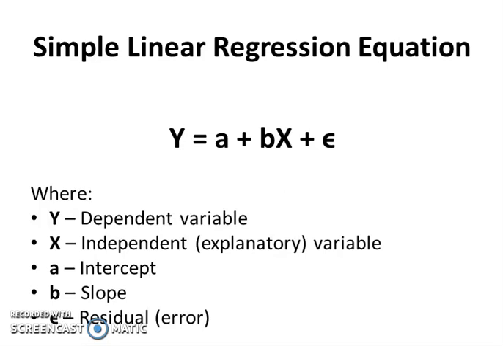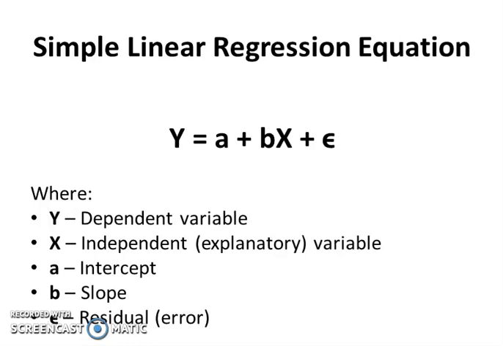That means 5,000 or 10,000 units of sales are happening in the absence of advertisement expenses. That means a is the value of y in the absence of x. That means when the value of x is 0, what will be the value of y? That is your a. So a is very important in regression.